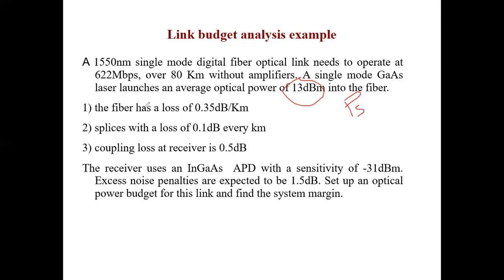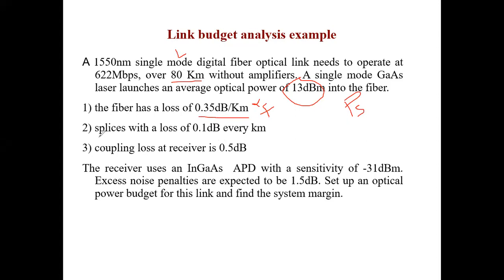Then the fiber has a loss of 0.35 dB per kilometer. So this is the alpha F which is given to you, and alpha F is in dB per kilometer. The length L is specified over here. Please write down the question, otherwise once you write, you know what things are there.